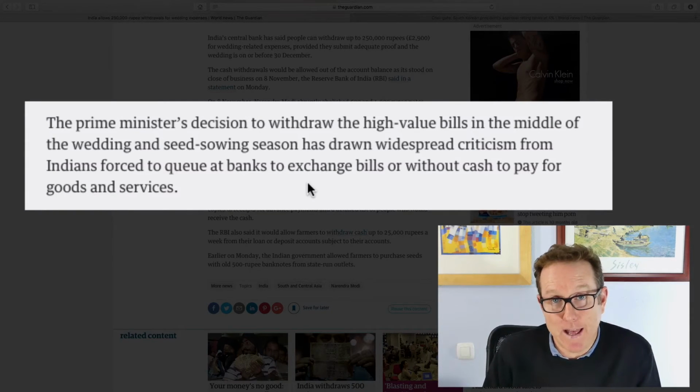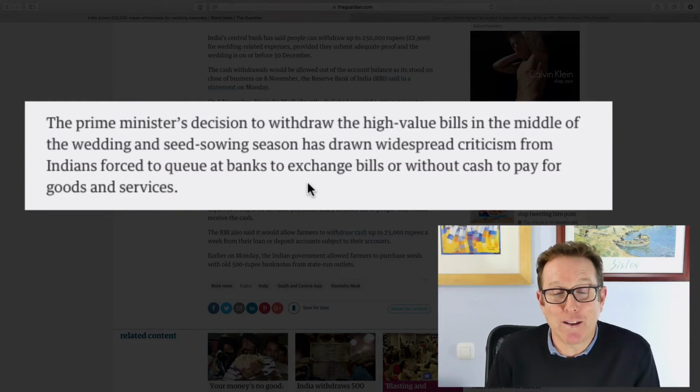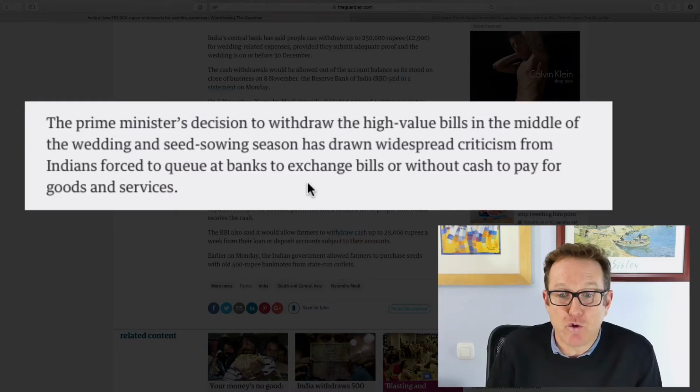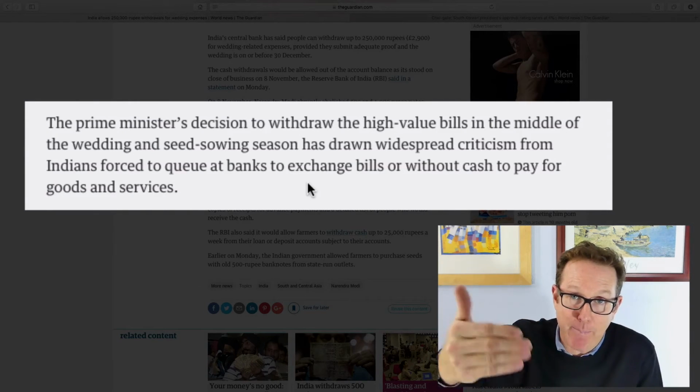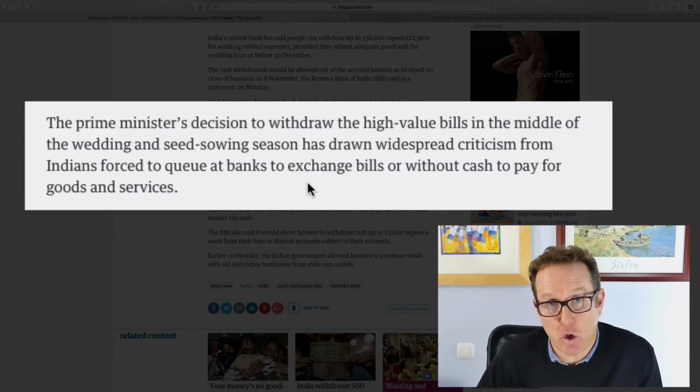So in India now it is the wedding season. It's when people get married, and it's also when they sow their seeds, meaning that they put the seeds in the ground for the crops. It has drawn widespread criticism from Indians forced to queue. If you queue, you stand in a line at a bank, you queue to exchange bills or without cash to pay for goods and services.